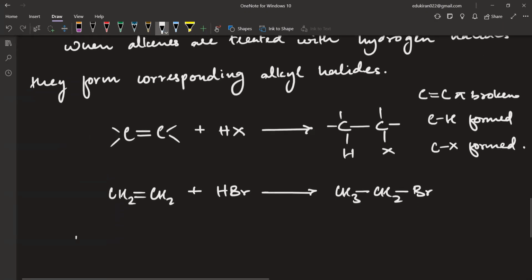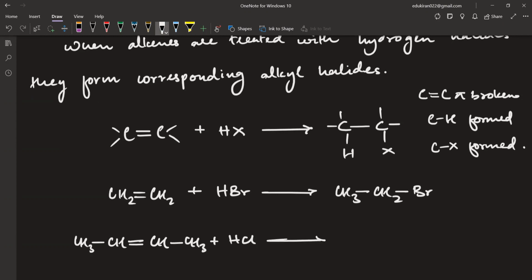Similarly, if you have CH3, CH double bond CH, single bond CH3 plus HCl, let us have. Now here also, tell me, are both of these carbons same or different? What do you think, guys? Sahel, you tell me. Both of these carbons are same or different? Same, right?